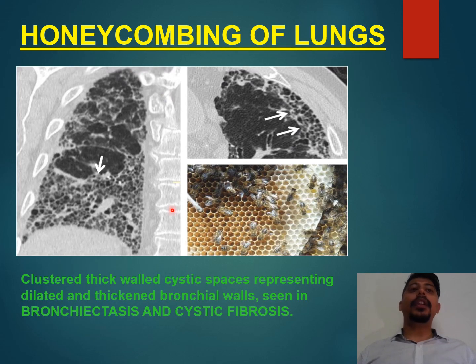Honeycombing of the lung, that is clustered thick-walled cystic spaces representing dilated and thickened bronchial walls, and it is seen in bronchiectasis, cystic fibrosis, also in usual interstitial pneumonia, in interstitial lung disease. So these are the cystic spaces with bronchial wall thickening, clustered together, giving the appearance of honeycombing.